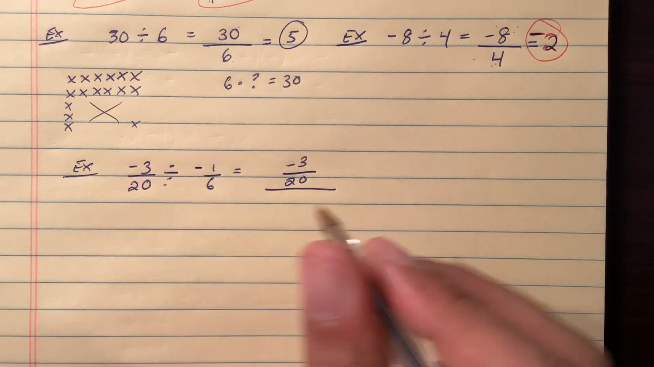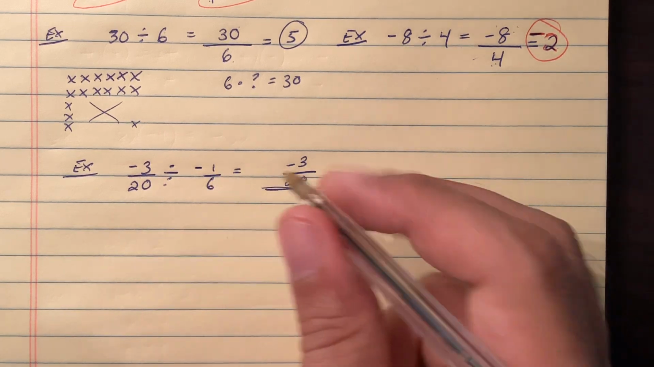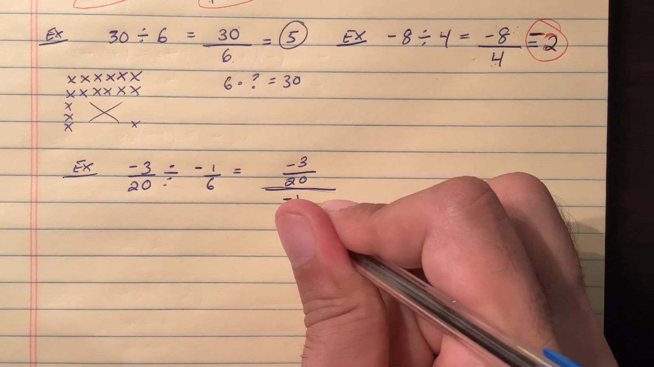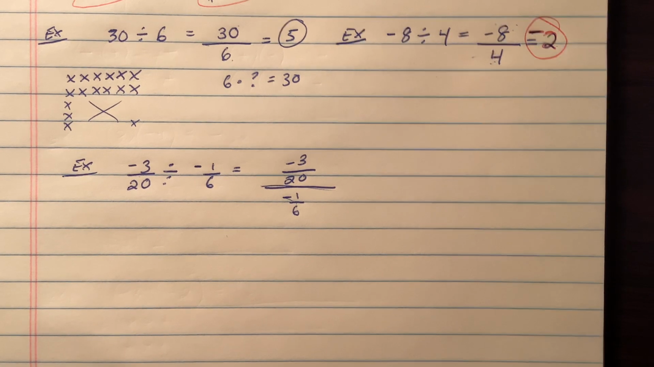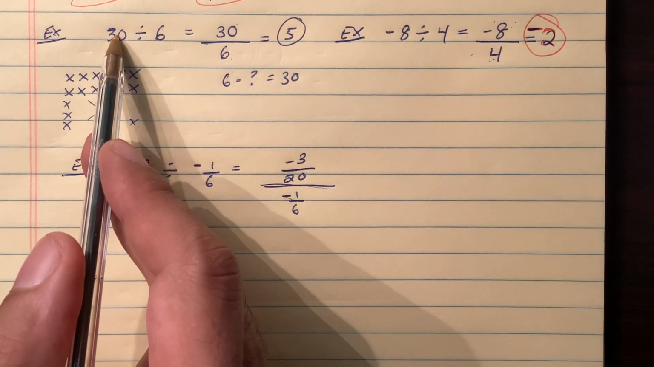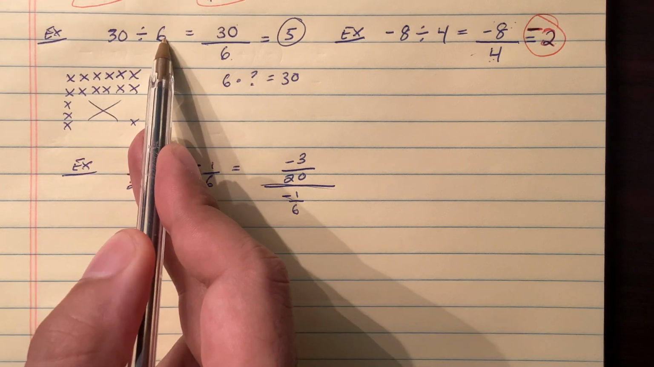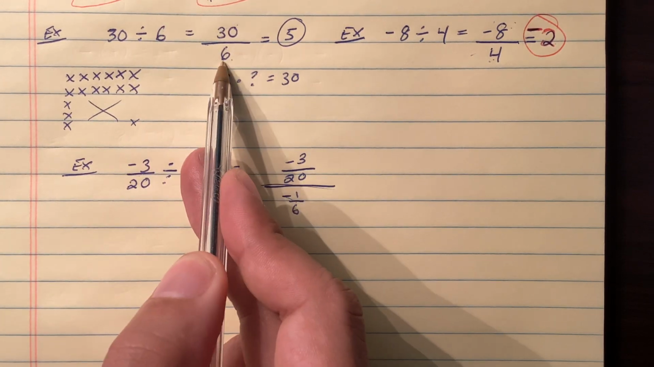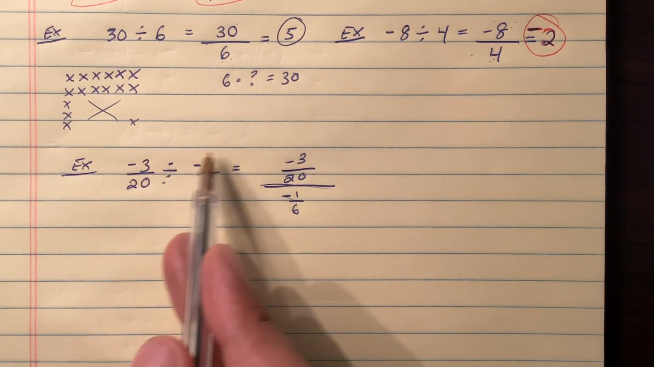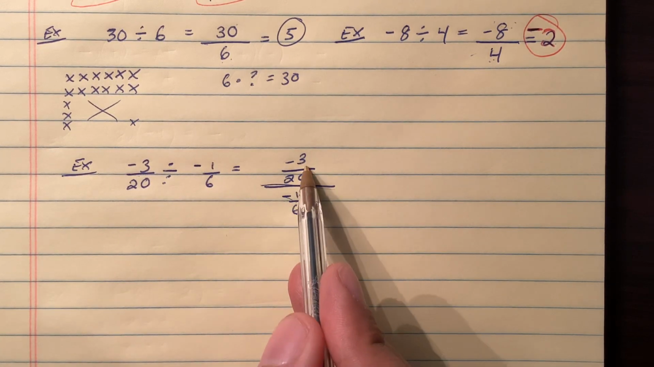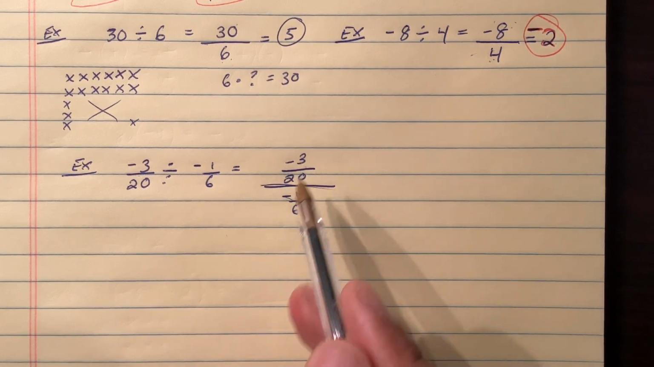Then the division, long fraction, and then divided by negative 1 over 6. So this looks a little bit different than what we've seen before, because before it was just a whole number divided by a whole number. But because we have a fraction divided by a fraction, now it looks like we have multiple fractions within our big fraction.